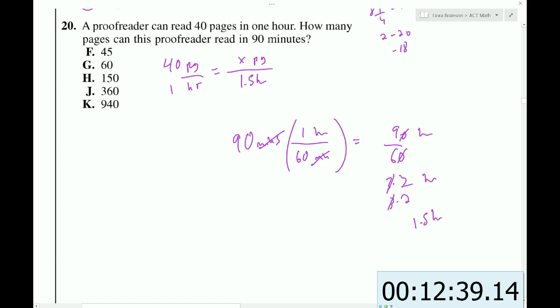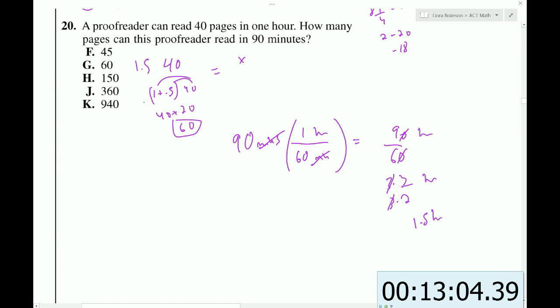Okay? So from here, you can just move this 1.5 to here, and you could drop the units at this point. It's not that important. Just the setup is important. Okay? So x is 1.5 times 40. So it's 40 plus half of 40. Alright? If you distribute this 40 into here. So it's 40 plus 20, which is 60. That's going to be choice G.